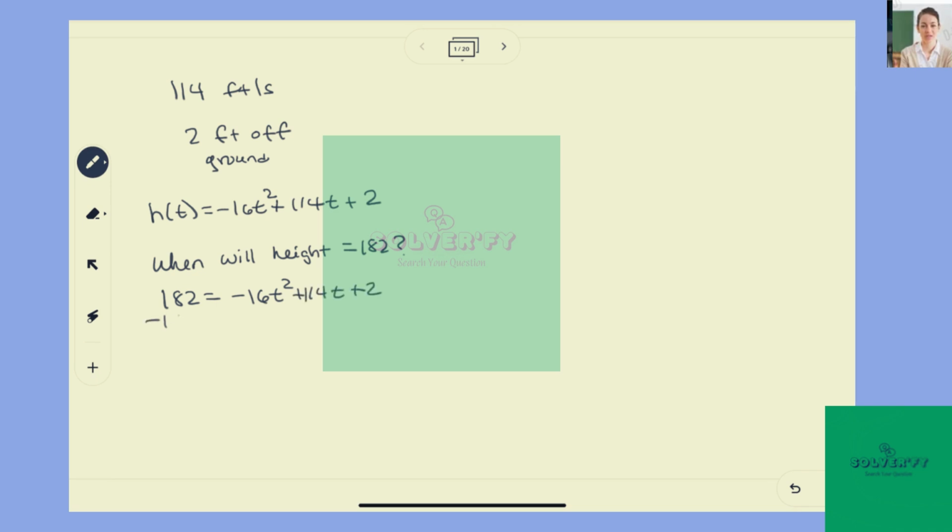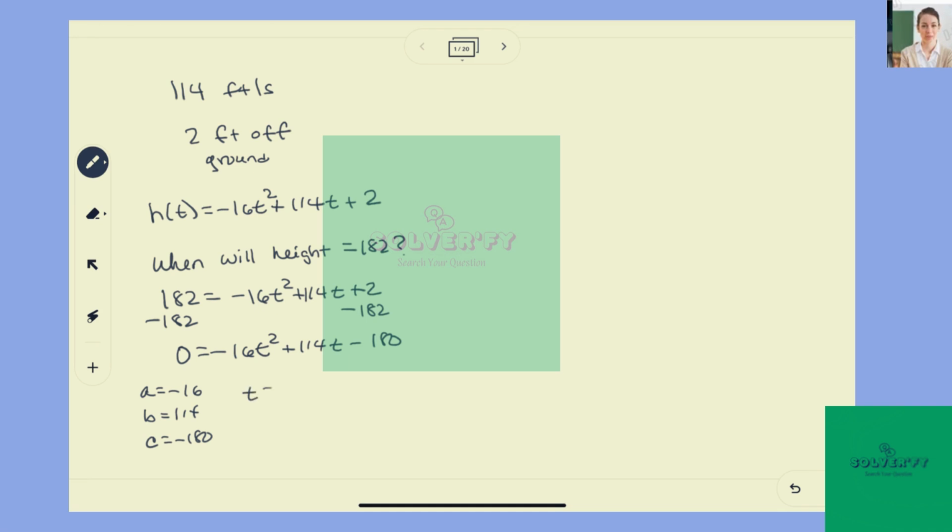I'm going to subtract 182 from both sides. So that's minus 180. I'm going to use the quadratic formula. So A is negative 16, B is 114, and C is negative 180.